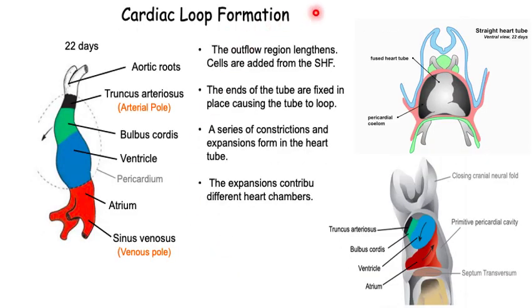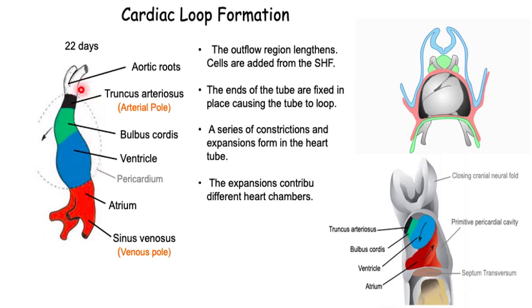So this cardiac loop formation is necessary because the outflow region lengthens more. There is more lengthening of the bulbus cordis part of the developing heart because cells are added from the secondary heart field. That is because the secondary heart field is concerned mainly with the outflow tracts. And as these lengthen, to accommodate the growing primitive heart tube in its length, the looping has to occur.